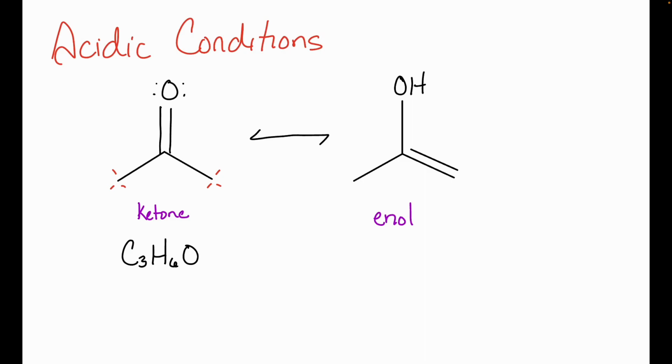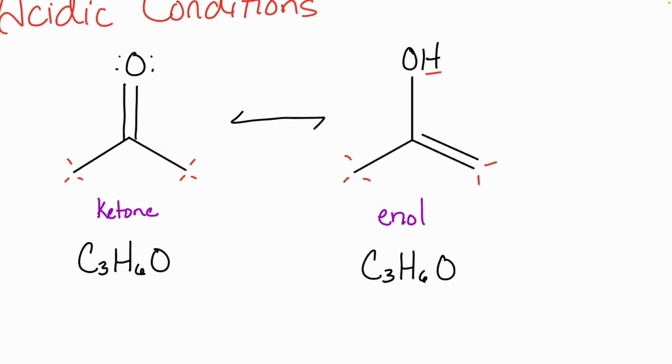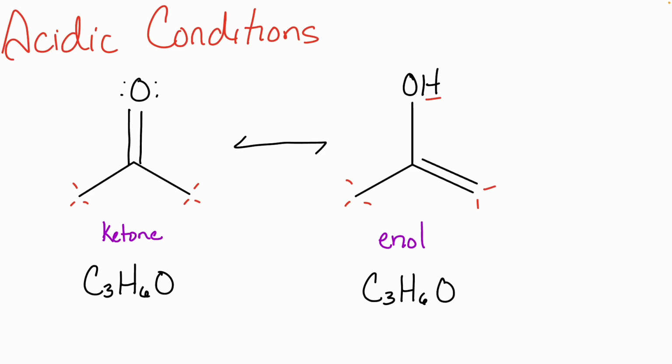On my enol, I have 1, 2, 3 hydrogens on this carbon. I only have 2 on this one, but then I also have my alcohol hydrogen, so 6. So this is also C3H6O. Right? So then what's changed here? What bond was broken in this reaction that formed my enol? Yes, I have this carbon-oxygen pi bond that was broken, right?